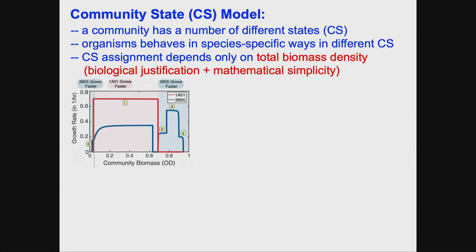From there we built what we call a community state model. In this model, the community has a number of states, which we call the community state, and the organism behaves in a species-specific way in the different states. Then the community state is assigned depending on the total biomass density, that's the OD of the system. So that's the x-axis.